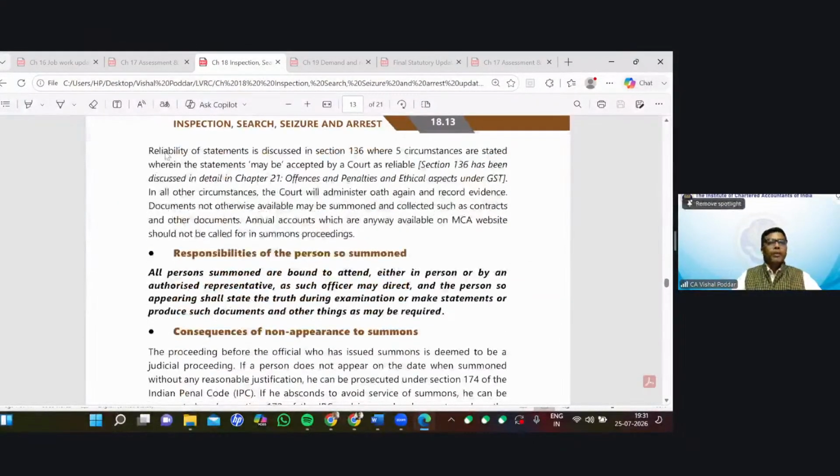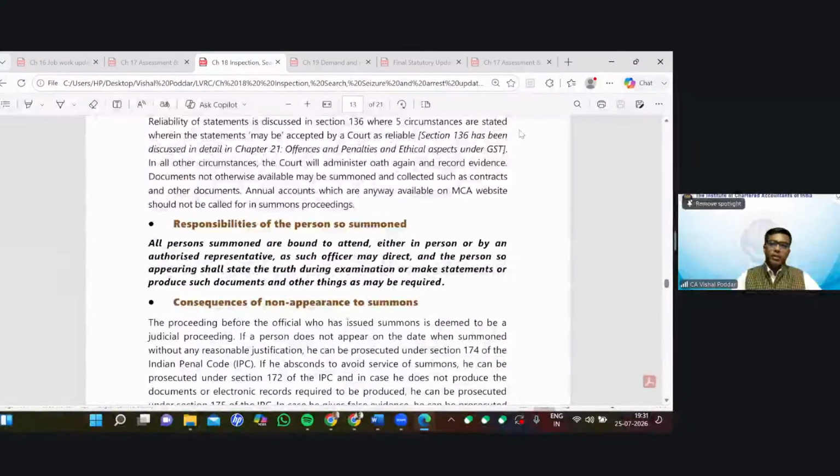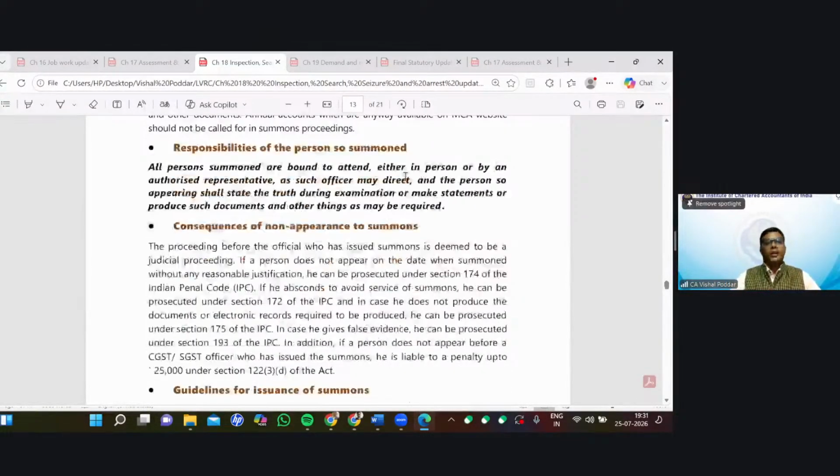So the reliability of statements, whether a statement can be relied upon or not, is covered in section 136, where 5 circumstances are stated wherein statements may be accepted by the courts as reliable. These are discussed in chapter 21. In all other circumstances, the court will administer oath again and record evidence. So except those 5 circumstances, in remaining circumstances, whatever statements were recorded at summons, the court may not accept them, and the court will say, okay, you again record the statement separately.